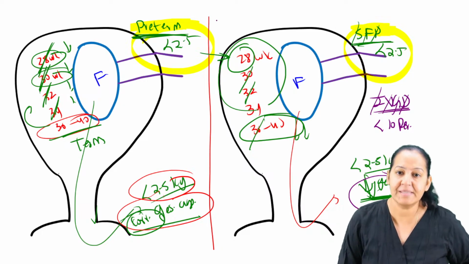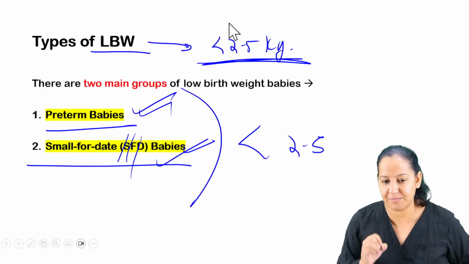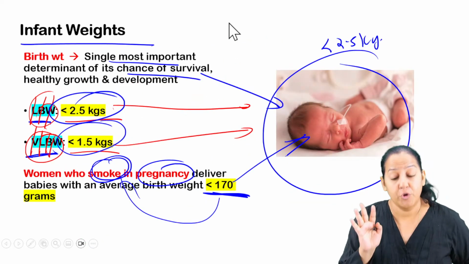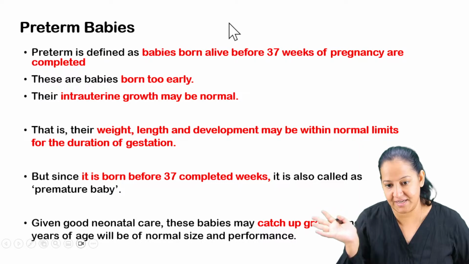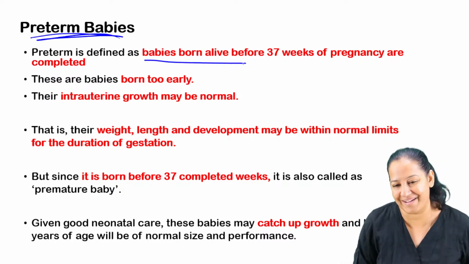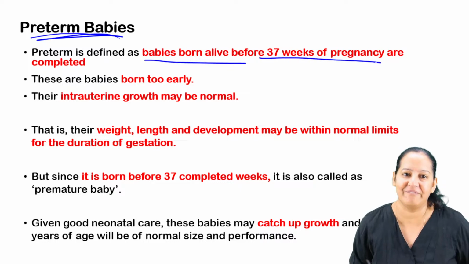The most common among them is preterm. So preterm and small for date are the two types of LBW. First, you understand what is LBW. You understand the two types of LBW. These are the two types. The first one is preterm. Here the problem is that the baby is born too early. They are born before 37 weeks of gestation.